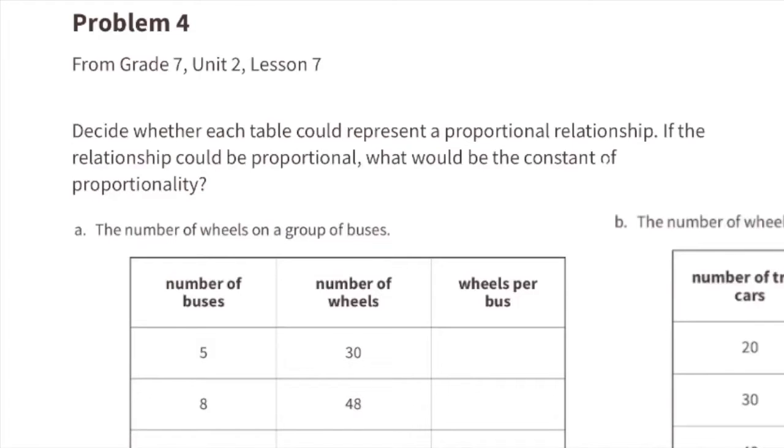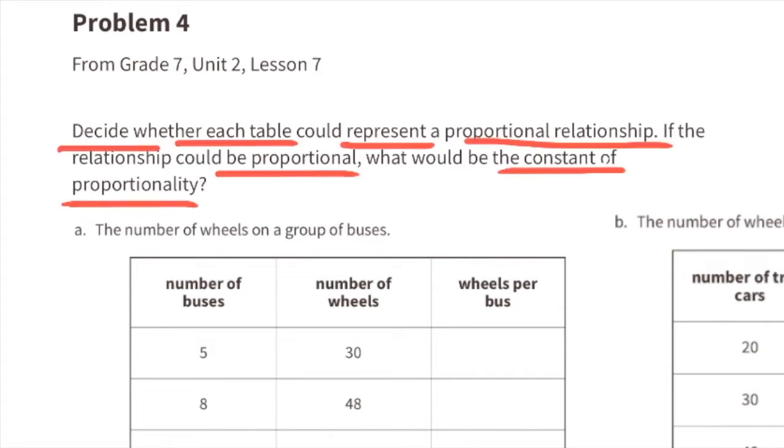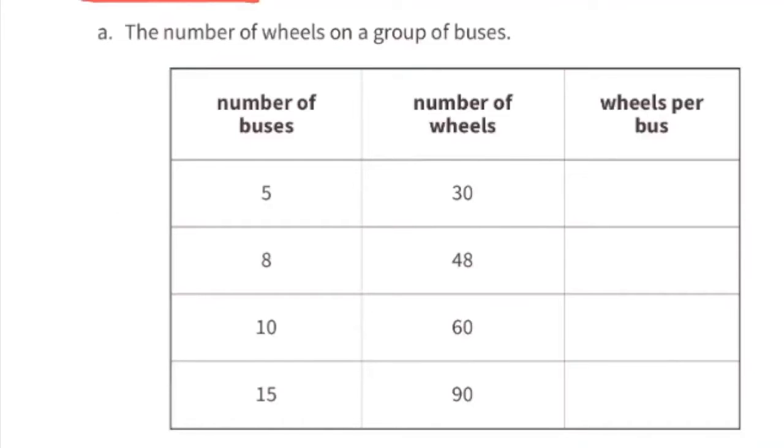Problem number 4 from 7th grade, Unit 2, Lesson 7. Decide whether each table could represent a proportional relationship. If the relationship could be proportional, what would be the constant of proportionality? A. The number of wheels on a group of buses.